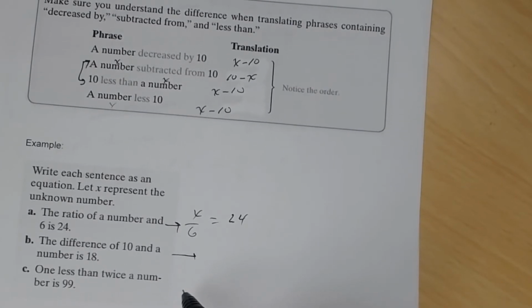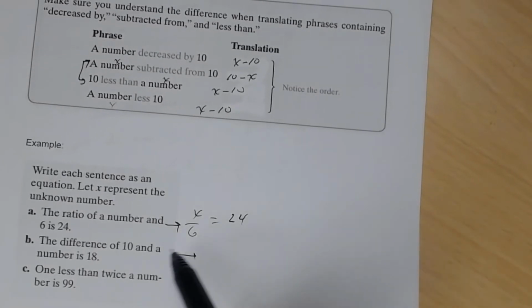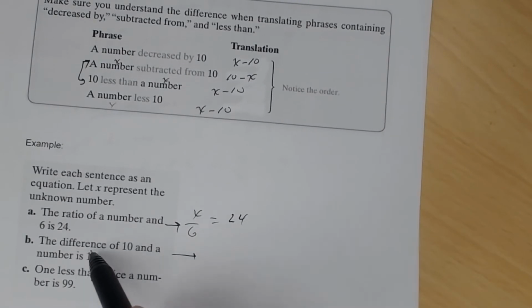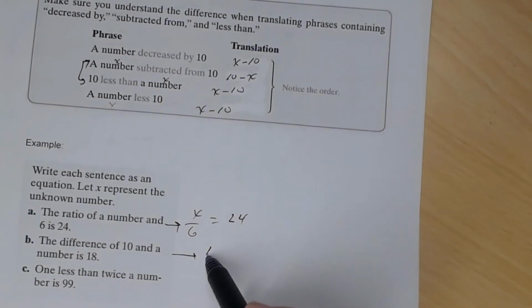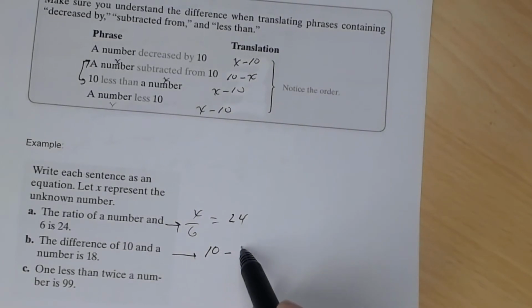Okay, the next one, the difference of 10 and a number. So whatever's listed first comes first. Remember, difference means to subtract. So you can say the difference of 10 and a number. So that's 10 minus x. Now, be careful. Don't say x minus 10. That's 10 minus x. Is means equal, and then 18.